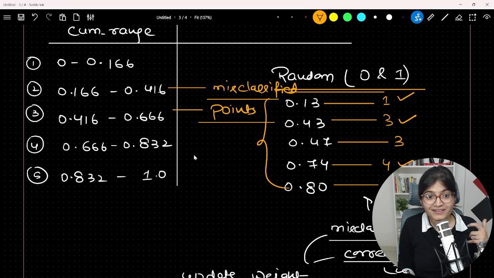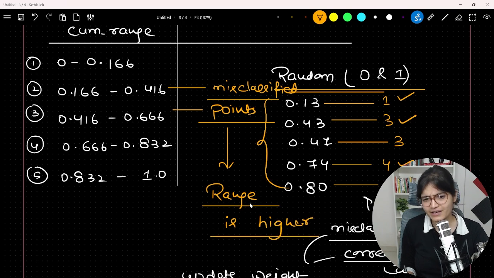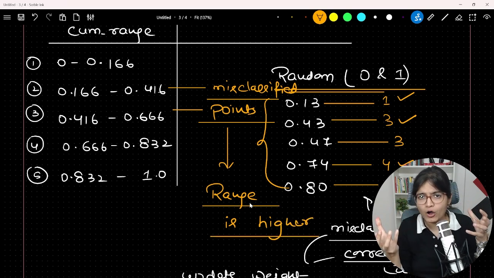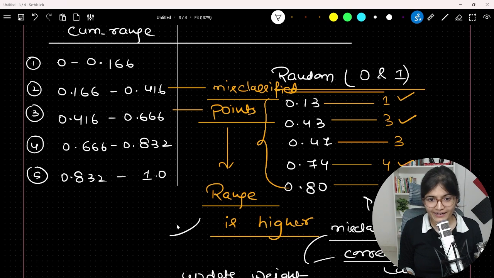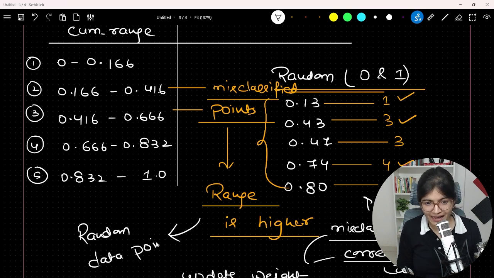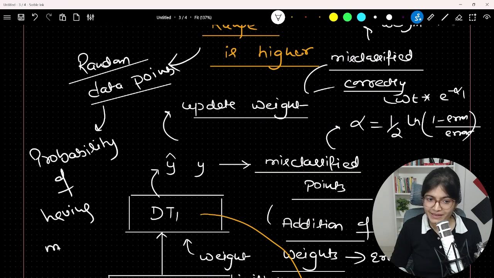And for the points which are misclassified, what will you observe? You will observe that in those specific instances the range is bigger, the range is higher. Why? Because the weight is bigger. So for all the misclassified points, the range will be higher. When you are taking random data points, the probability of landing in a misclassified range will be higher.